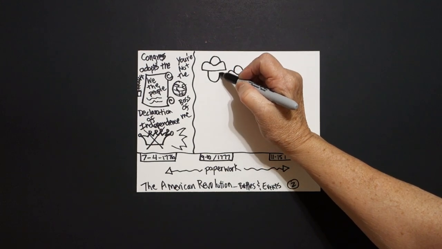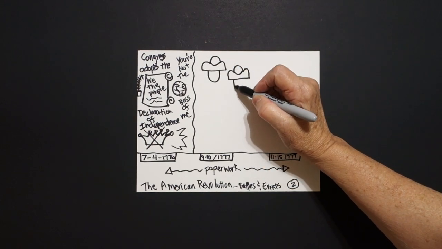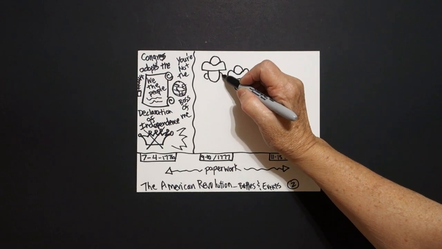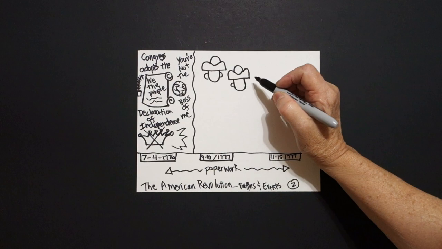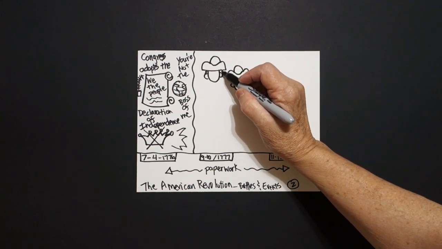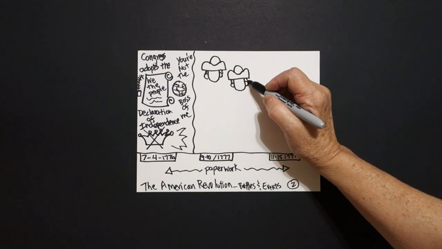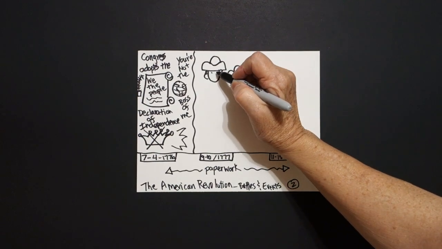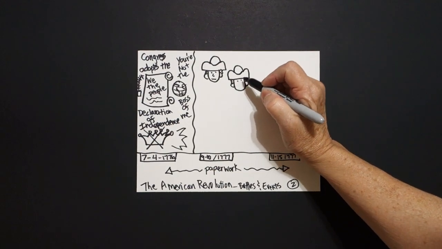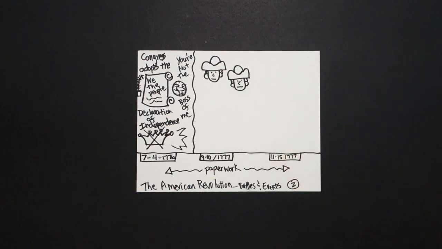Straight line, curve line up, connect, straight line, curve line up, connect, little curve line, little curve line, little curve line, little curve line. Wavy line, wavy line, wavy line, wavy line. Dot, dot, curve line, straight line. Dot, dot, curve line, straight line. All right.